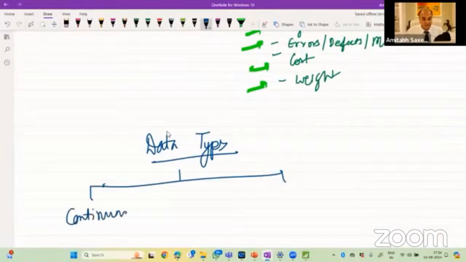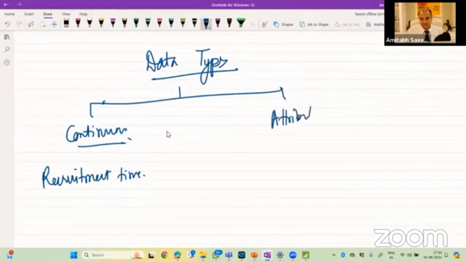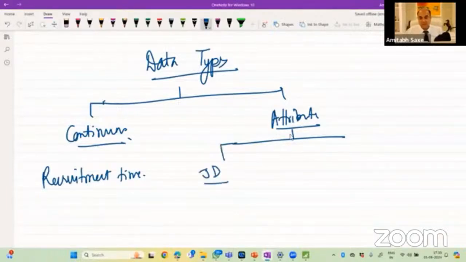Continuous data is like recruitment time. And attribute data example could be, let's say, job description is not available or available. Okay. Job description, quality of the CV. These are all examples of attribute data. Okay. So job description.